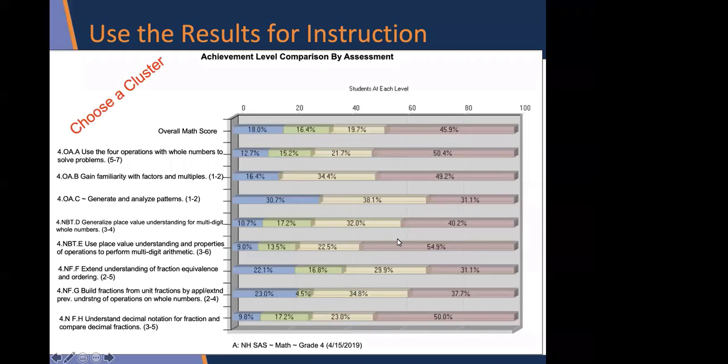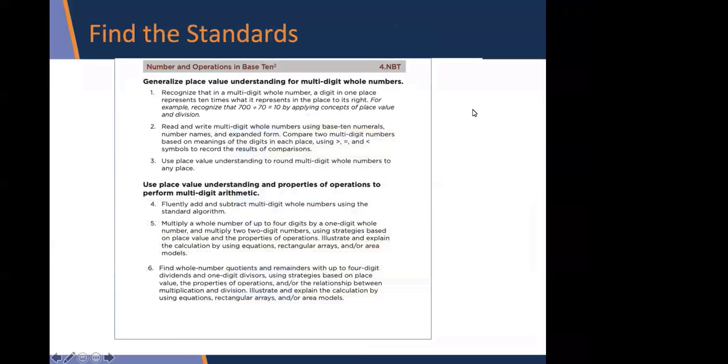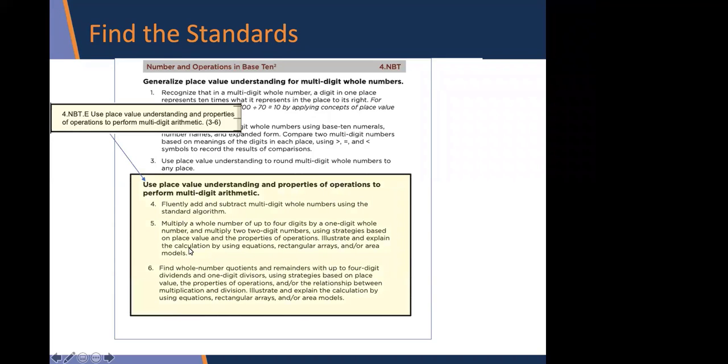So I am going to choose a cluster, and I'm going to choose that cluster. It's for NBT, and that's where the naming convention comes in. Then I can see the words. Next, I bring up my standards page for the 4 NBT, numbers in base 10. I bring over the cluster I was looking for, and they're not marked on the document. So really what I have to do now is just look for the words. Use place value, there it is. It's this cluster, use place value understanding. It's these 3 standards, just 3 standards.